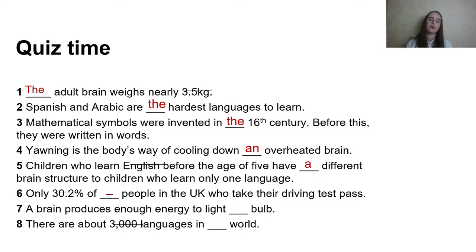Seven. A brain produces enough energy to light a bulb. What do you have here? Seven.